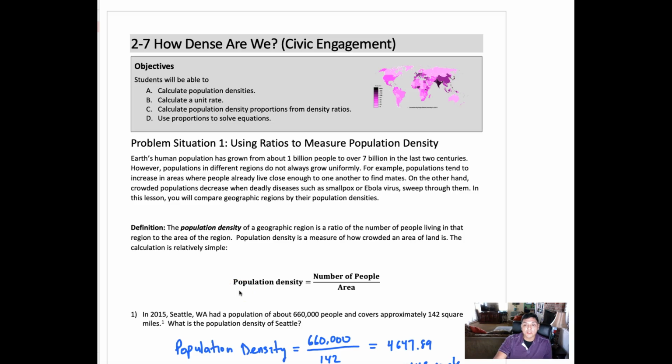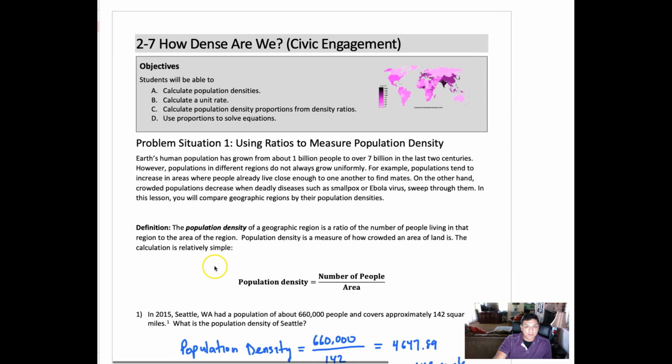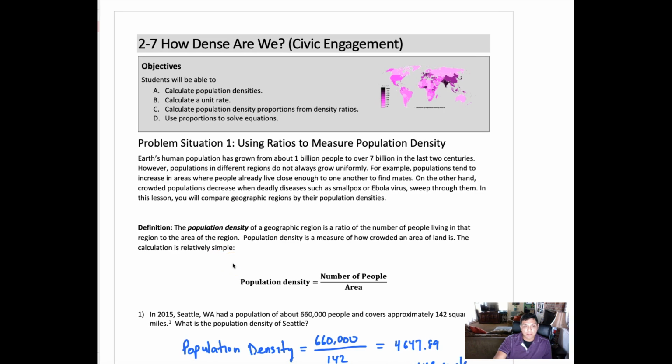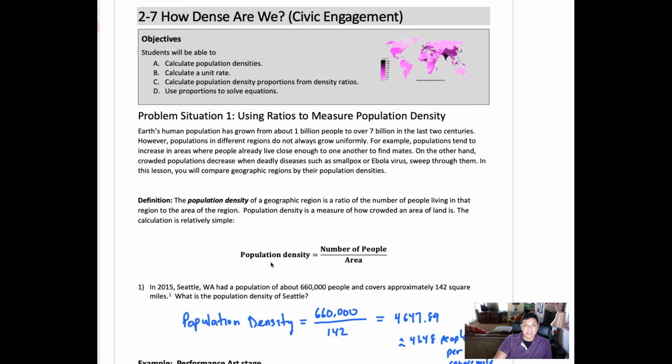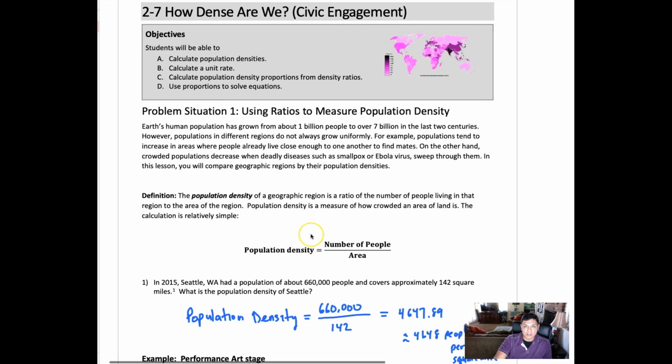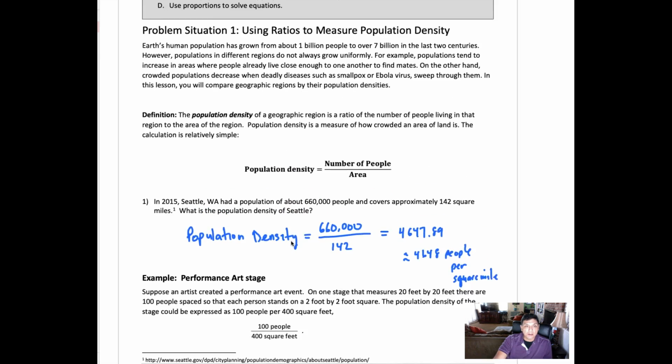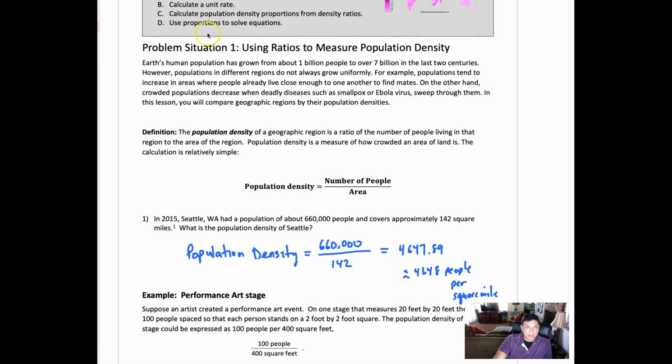We're going to start lesson 2.7 from the lesson book. This section covers solving equations, but a special type of equation called proportions, ratios and proportions. And we'll introduce the idea using population density, an idea related to cities and how many people live in a city per an area, what we call the square area. And so let's take a look at the definition of population density.